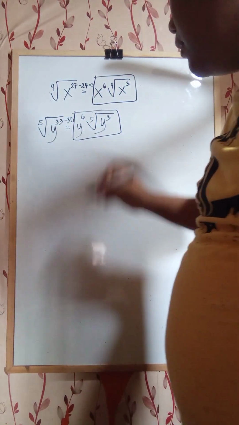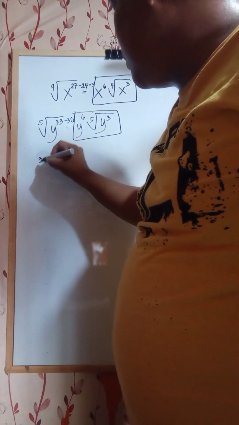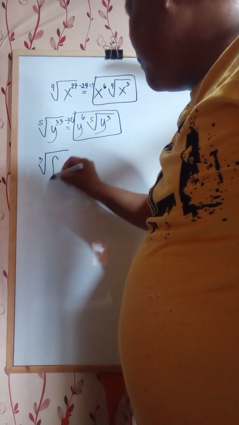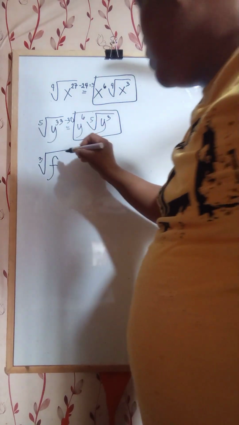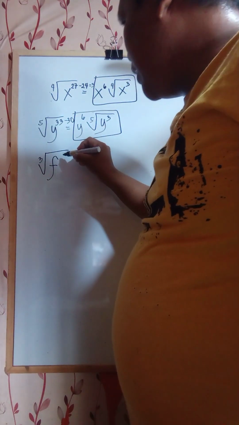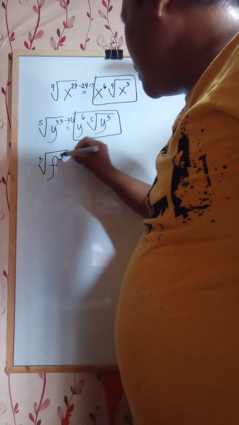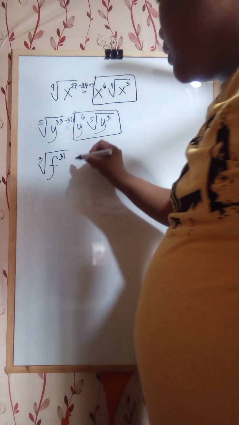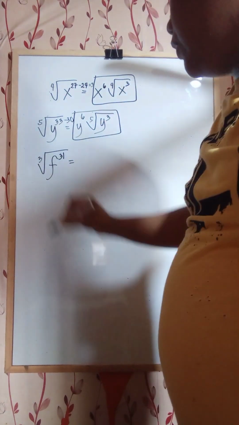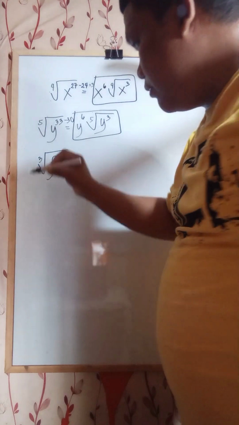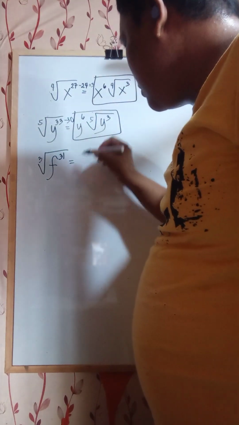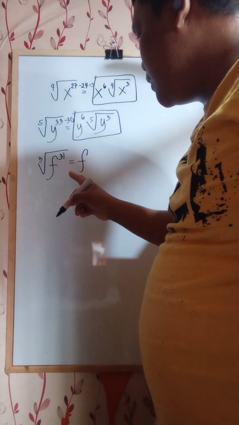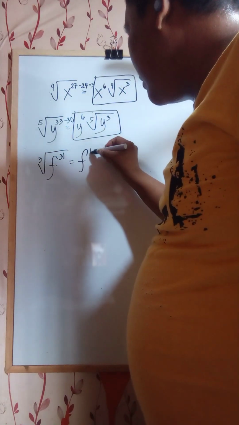So last one. Let's have the cube root of, let's say, f to the power of 31. Okay, 31. So i-divide na to. 31 divided by 3. So 3 divided by 3 is 1. So I forgot. Copy sang f. 31 divided by 3. So 3 divided by 3, that's 1.